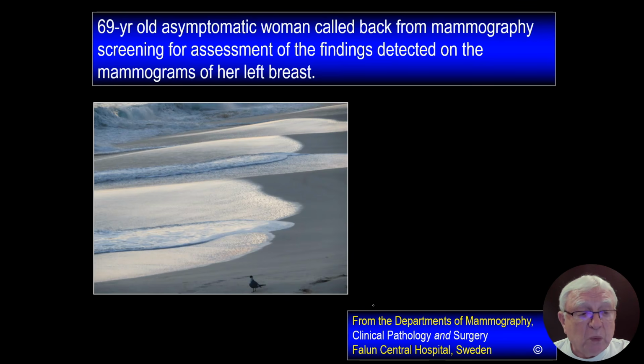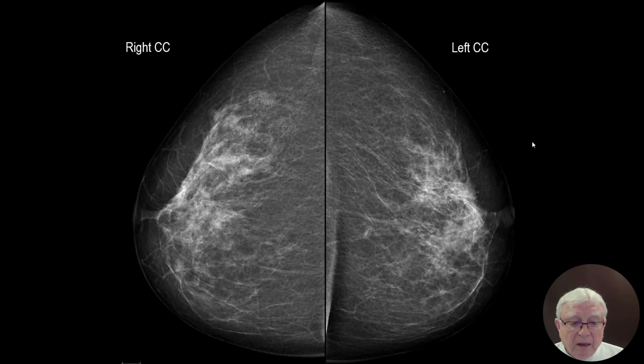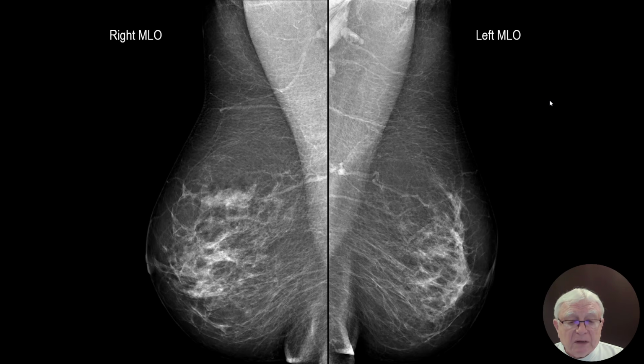So let me show you one case after the other. 69. Now I'd like to call for your telephone. At this time point, when she's asymptomatic, would you call her back? And I'm not fooling you. This has pathology for the right breast or for the left breast.